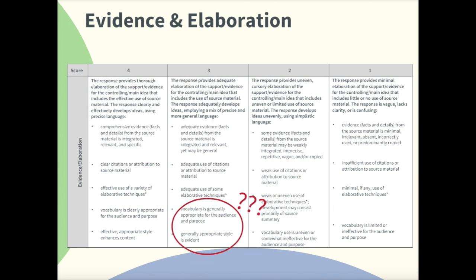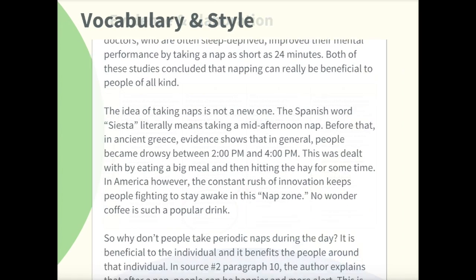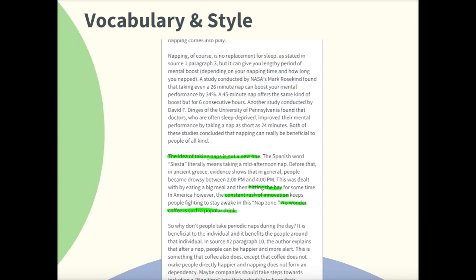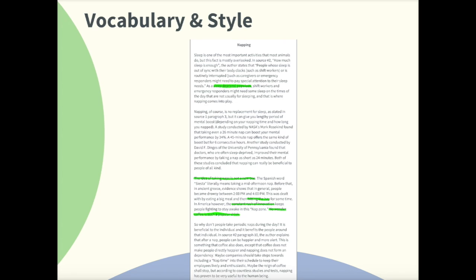Now, what about vocabulary and style? The vocabulary is generally appropriate for the audience and purpose, a newspaper article to be read by other students, parents, and teachers. The student uses many original phrases, not from the sources, that add an interesting flavor to the essay, such as hitting the hay, constant rush of innovation, and no wonder coffee is such a popular drink. In other parts of the essay, the student uses words and phrases like sleep-deprived populace, consecutive, periodic, and reign of coffee, demonstrating strong and precise word selection for a 7th grader.